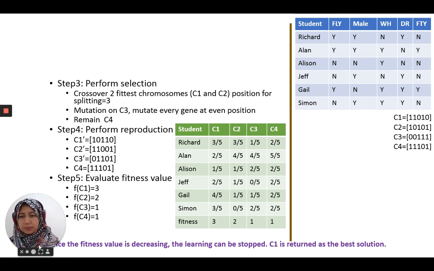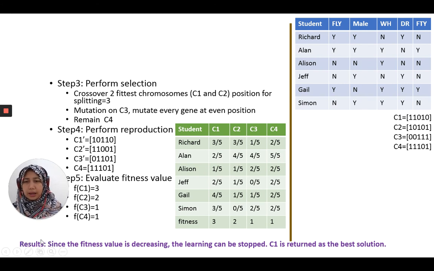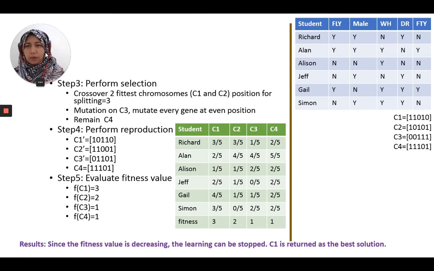So from this, we have the results. Since the fitness value is decreasing, then the learning can be stopped and C1 is returned as the best solution.